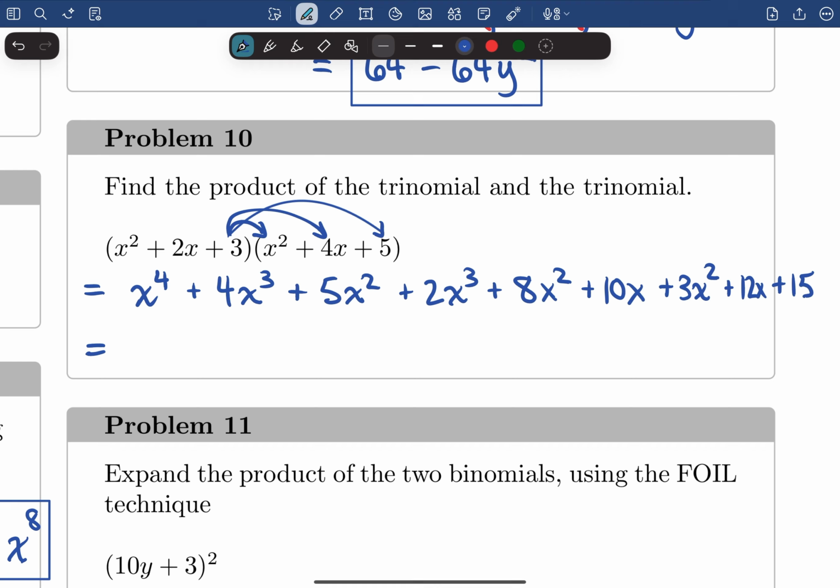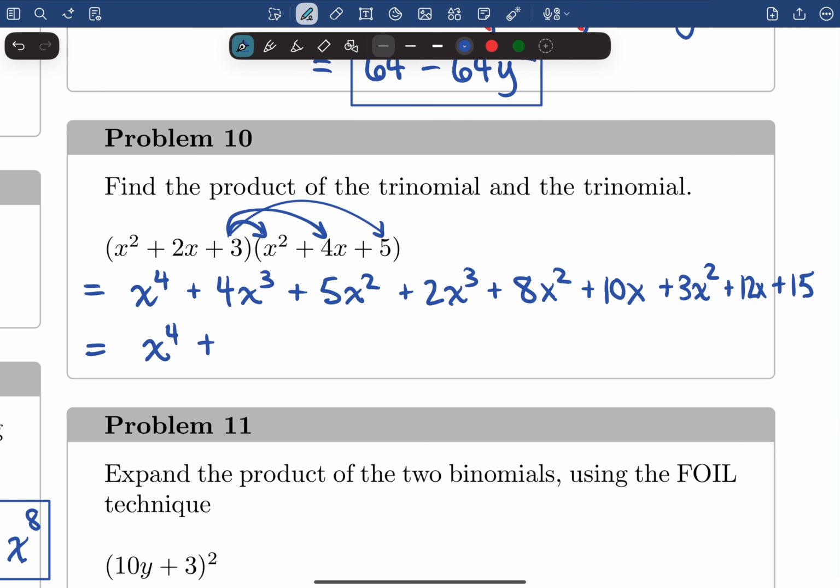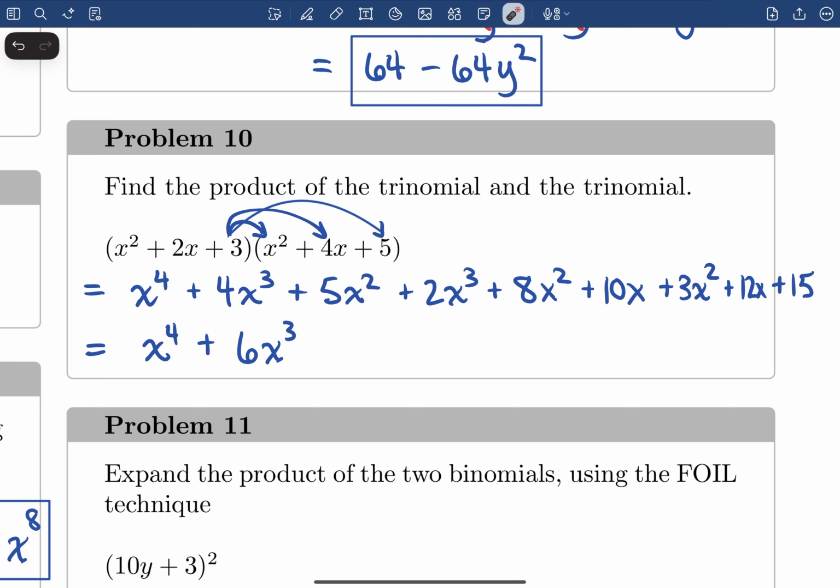And now the last objective is to combine any like terms. So my goal is to simplify as far as possible. The only term that has a fourth power is this term, so it's the only x to the fourth term. Now let's look for the cubic terms. I have an x cubed here and an x cubed here. Those are the only two terms that are x cubed terms, so I can add them together. 4x cubed plus 2x cubed is 6x cubed, right? 4 plus 2 is 6. There we go. Now I'm going to move on to the quadratic terms, the x squared terms, right?